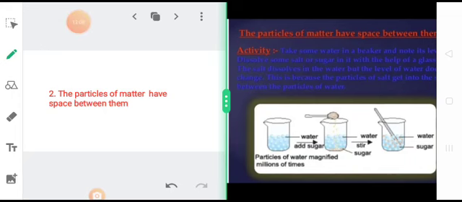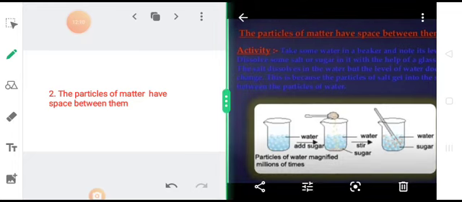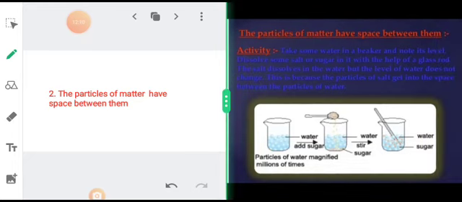Second property, the particles of matter have space between them. For this, a very common observation that we come across almost every single day. If we have a glass of water and we are asked to dissolve a spoonful of salt or sugar in it, what will happen? Once that entire amount of salt or sugar has dissolved in water, will the level of water rise? Obviously not. Then the question arises, where has that salt or sugar disappeared?